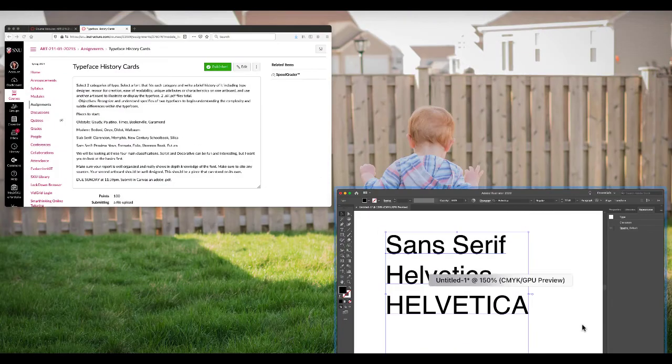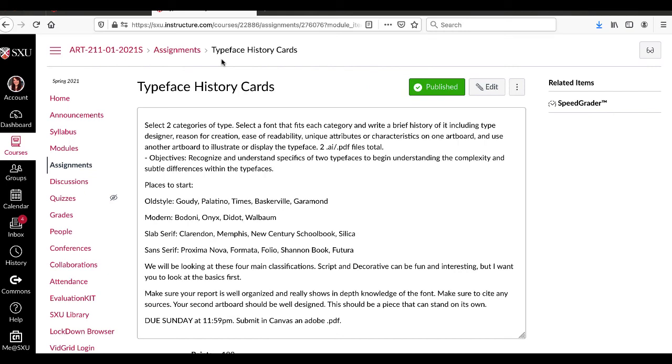So, what are we going to do with these? You're going to select 2 categories of type. Select a font that fits each category and write a brief history of it, including the type designer, reason for creation, ease of readability, unique attributes or characteristics, and you're going to have all of that on one artboard, and then you're going to use a second artboard to illustrate or display the typeface. So you'll have 2 AI or PDF files total.